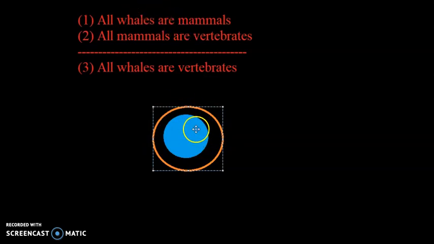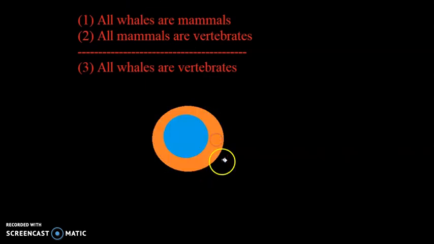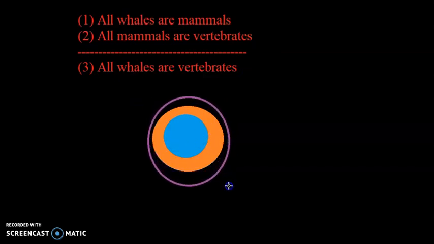But we know that all whales are mammals. So, for example, you and I are mammals, but we're not whales. So we're out here, and we can think about it this way. The mammals are in orange here, and all whales are mammals. So if you're blue, you're in the orange. But by our second premise, all of the mammals are vertebrates. So let's go ahead and do that in, I don't know, purple. So the vertebrates will be in purple.